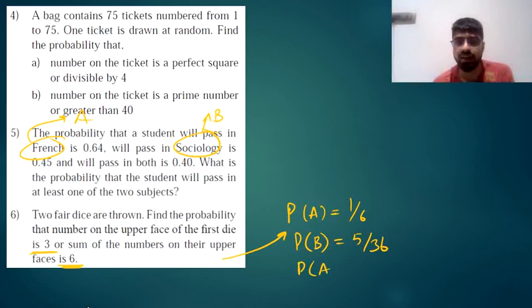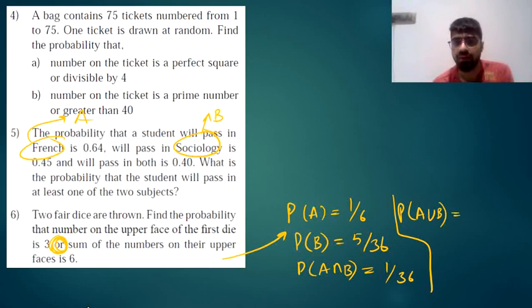What about P of A intersection B? A intersection B means you want the first number specifically to be 3 and the sum also to be equal to 6. That can happen only in one way, that is 3, 3. And that is why the number of possible outcomes is just 1. So the probability becomes 1 by 36. And finally, to answer their question, they are asking us the probability of A or B. So P of A or B means P of A union B. That will be P of A, which is 1 by 6, plus P of B, that's 5 by 36, minus 1 by 36. So if we try to evaluate the numbers, we have 6 minus 1, which is 5.